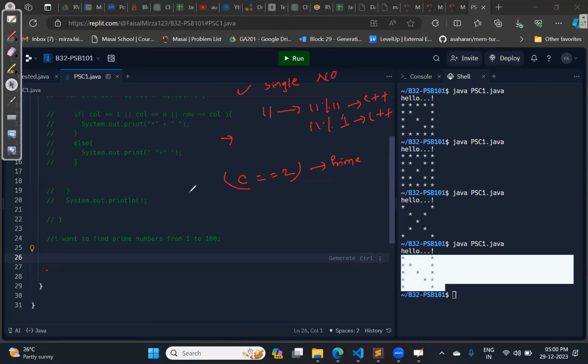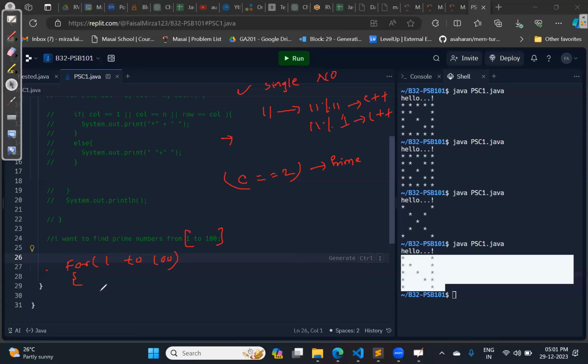I want to find out all the primes from 1 to 100. Then we will start with a for loop. Start the for loop from where? I is equal to 1 till 100, so I is less than or equal to 100. Then we will do I plus plus.